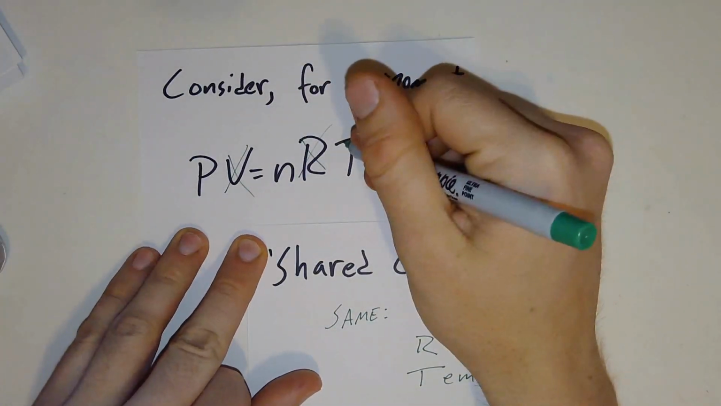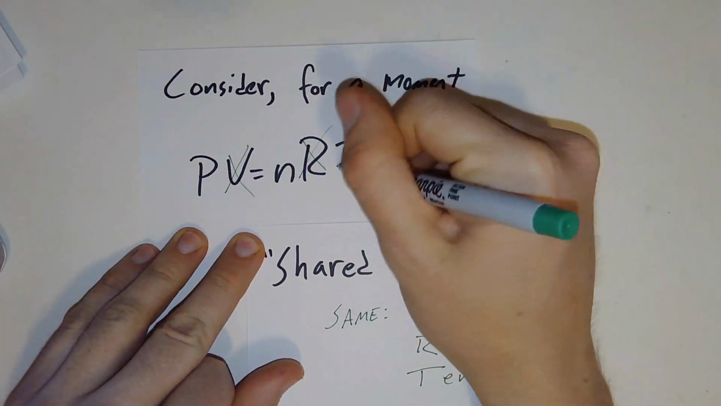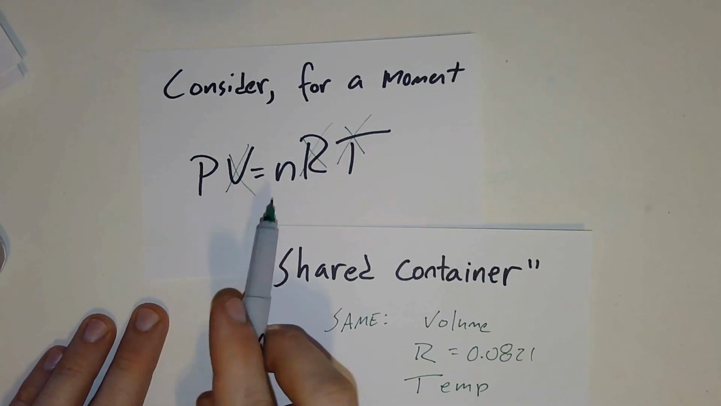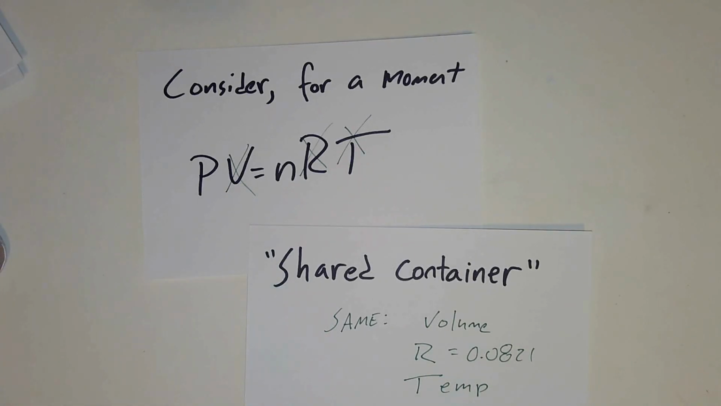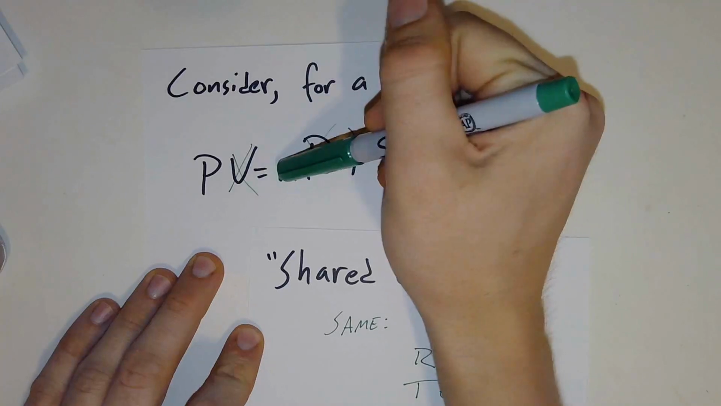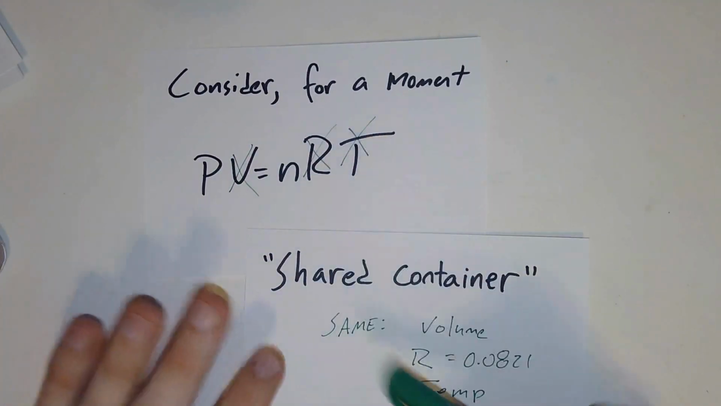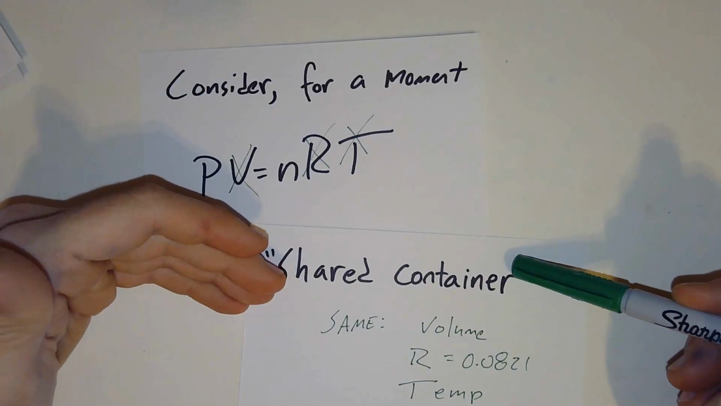And T, if it's in the same container, the whole container is at the same temperature, right? Which really just leaves us P and n to be related. And that's going to make our life a lot easier because obviously our pressures and our moles are where this law has to come from. Our V, R, and T, because they're being shared, don't matter.